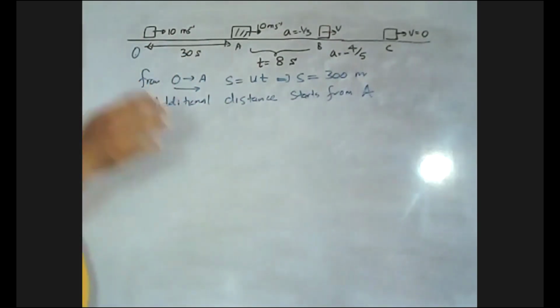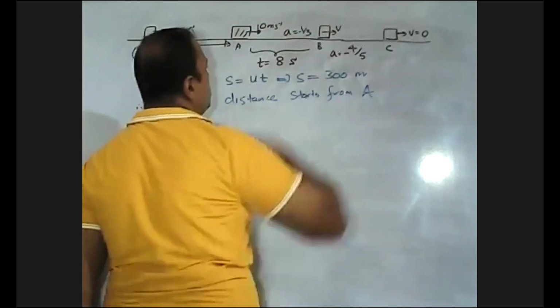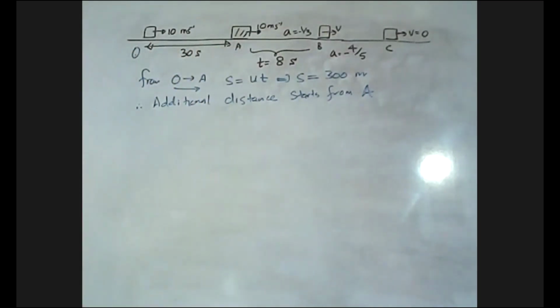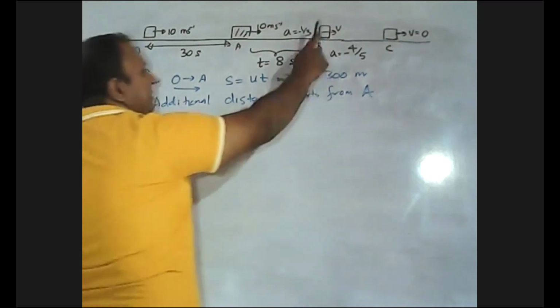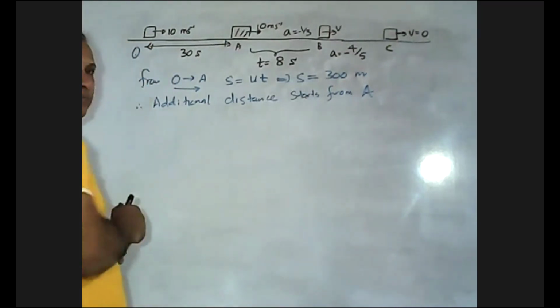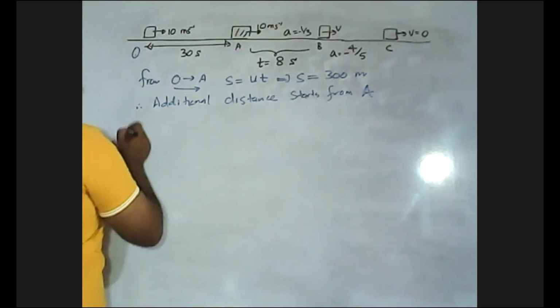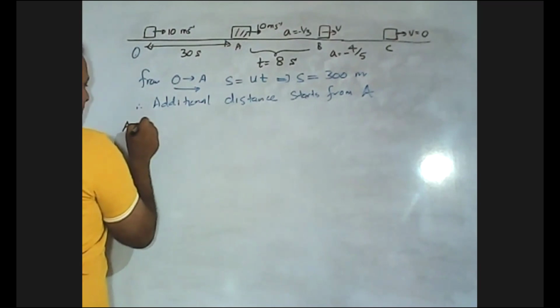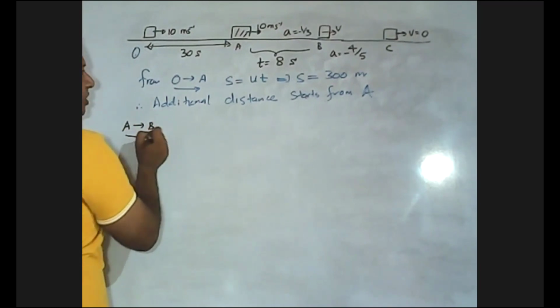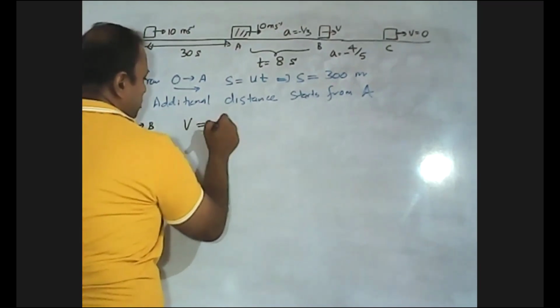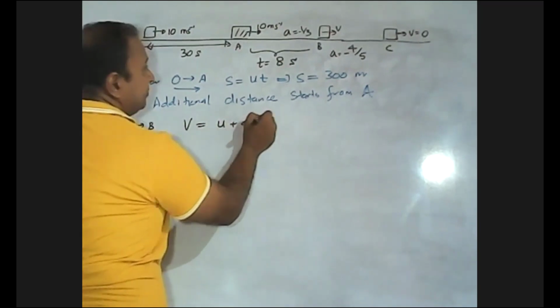So you have to find the distance from A to C. How to find that one? Initially, you can find this velocity. From A to B, in this direction, v equals u plus at.